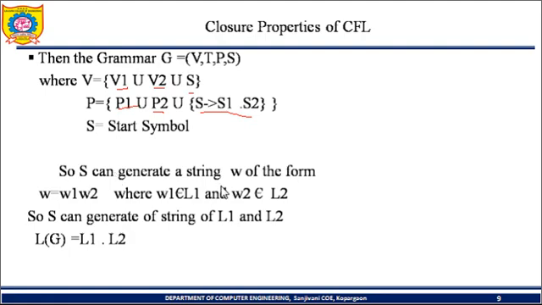So S can generate a string W of the form W = W1 · W2, where W1 is a string which belongs to language L1 and W2 is a string which belongs to language L2. So it will start with W1 and end with W2. So S can generate strings of L1 · L2, that is equal to L1 · L2. So it is closed under concatenation.